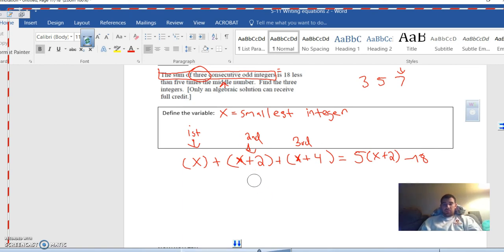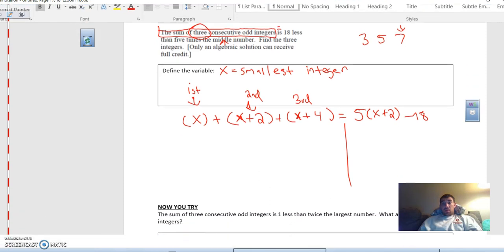Alright, now we have a lot of combining like terms, the distributive property, stuff that we already know how to do, right? We've done before. So let's combine like terms over here: x, 2x, 3x. Combine the x's. Combine the constants. That's plus 6. Distribute over here.